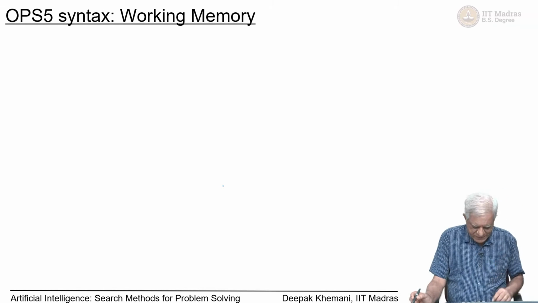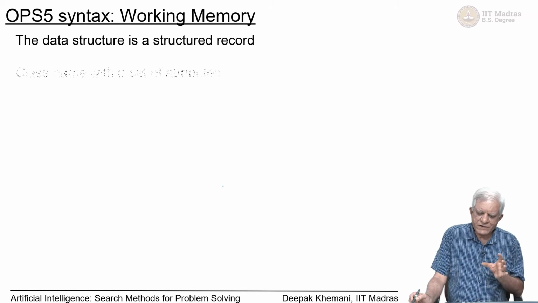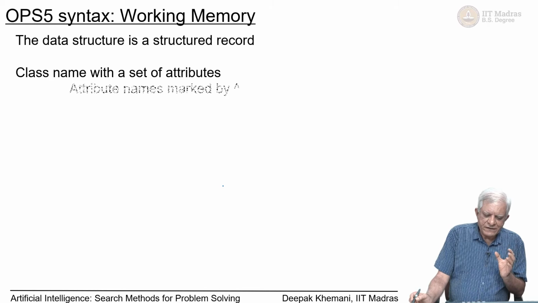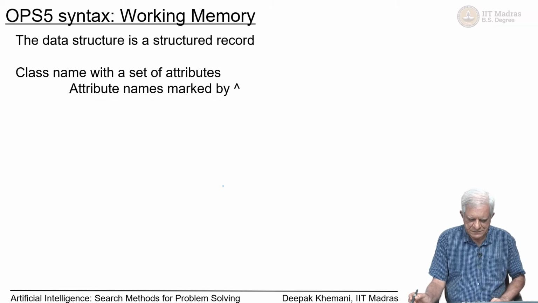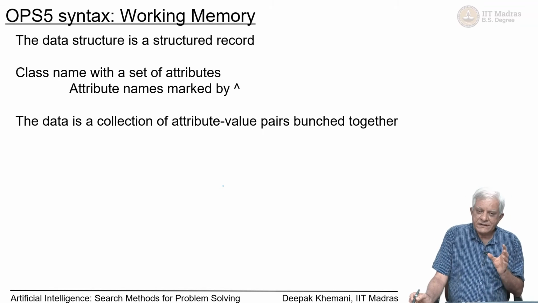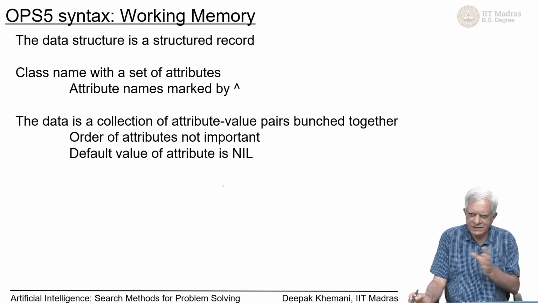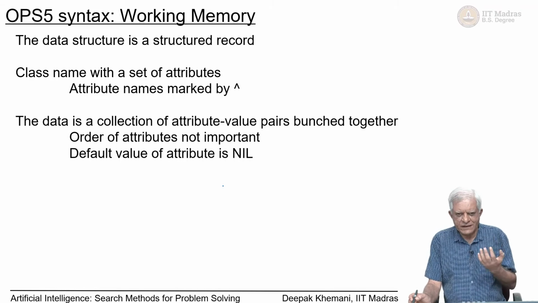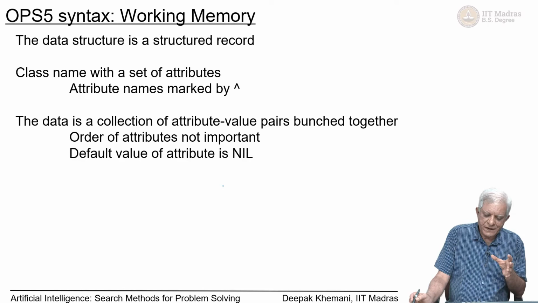So, let us talk about the syntax of this language. This OPS5 is a language which is a Turing complete language, and anything that you can do in OPS5. The data structure used in OPS5 is a structured record which starts with a class name and a set of attribute names. Attribute names are marked by the hat sign essentially. The data is a collection of attribute value pairs bunched together. So, there may be a set of attributes and we will see examples, and each attribute will have a value, and so we have these attribute value pairs and they are all bunched together.